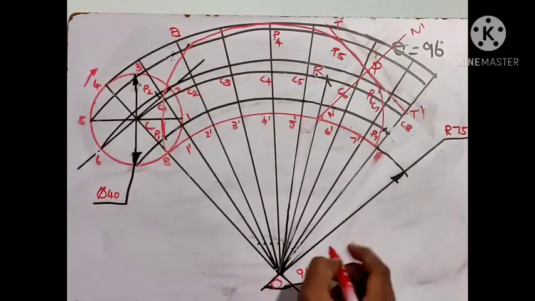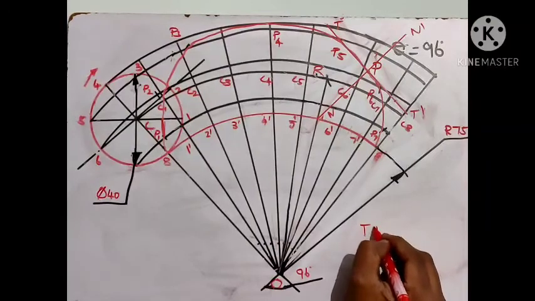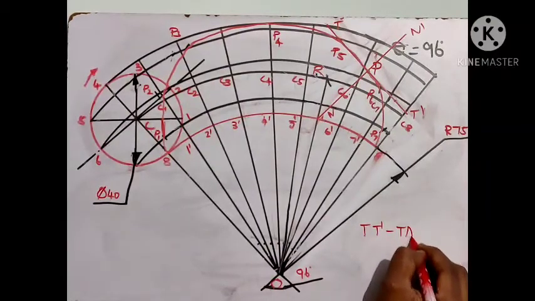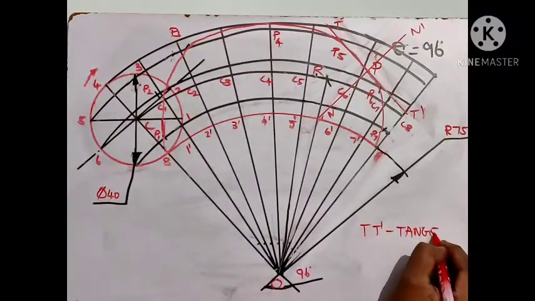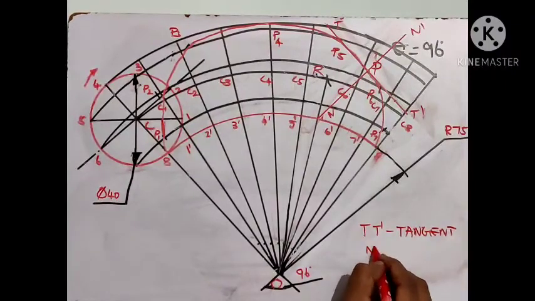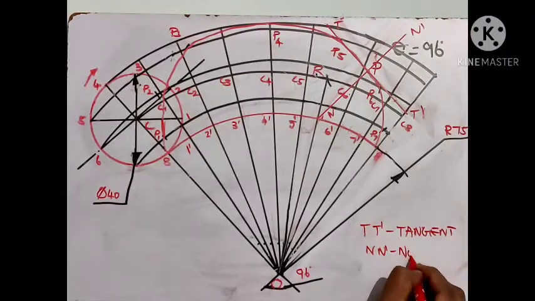So after completing this, you need to mention it here. T dash is tangent, and N dash is normal.